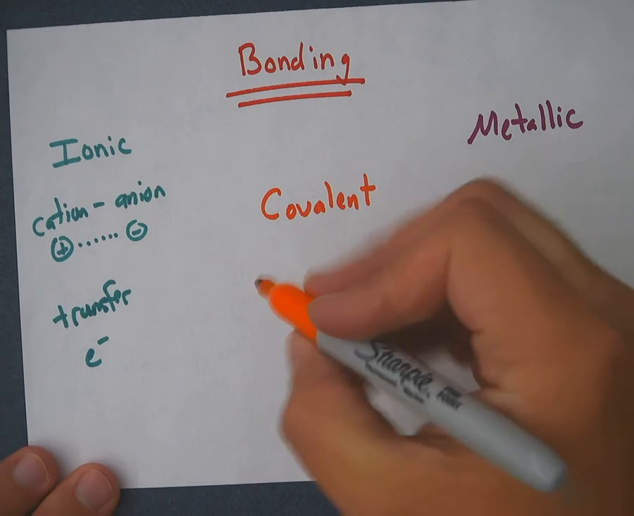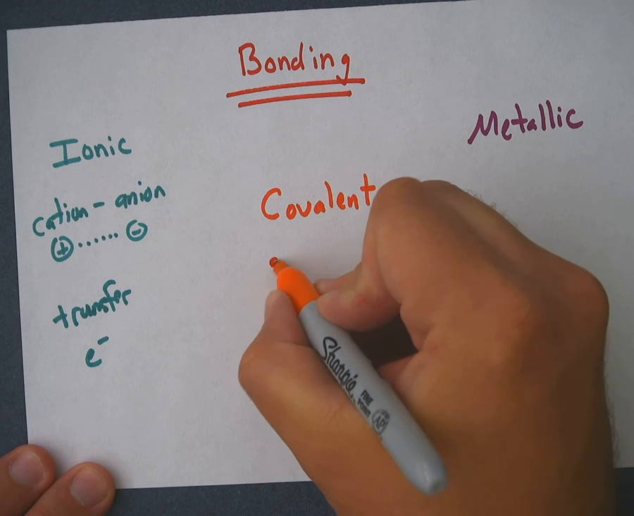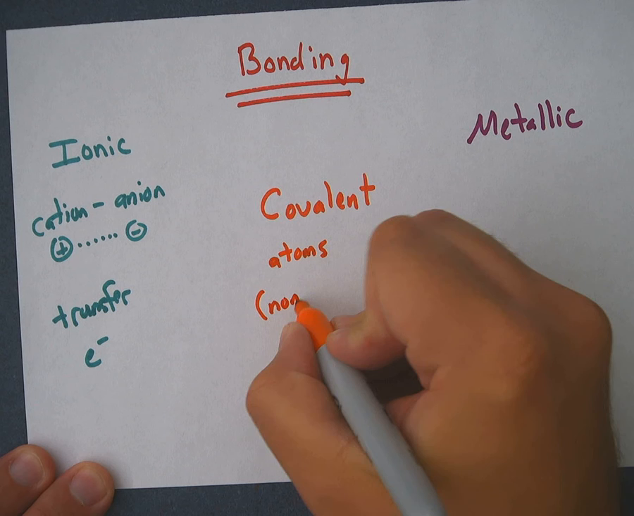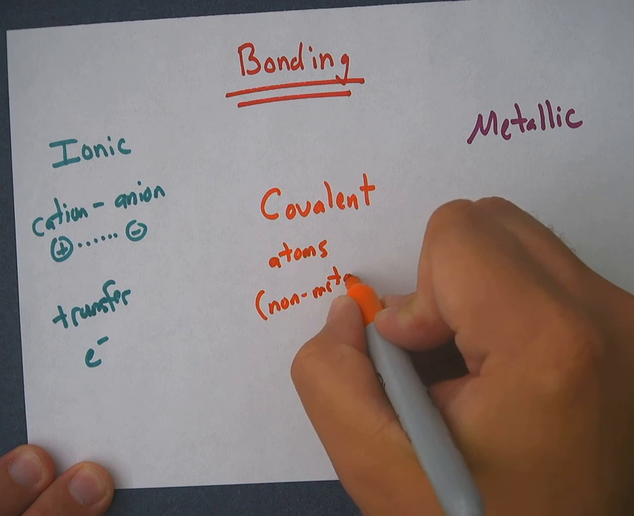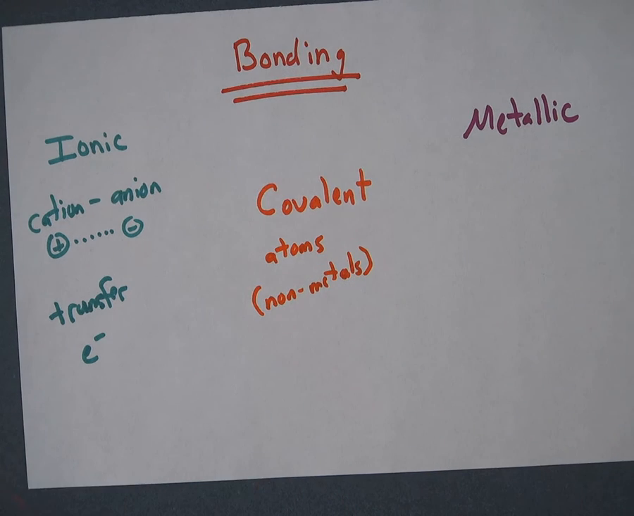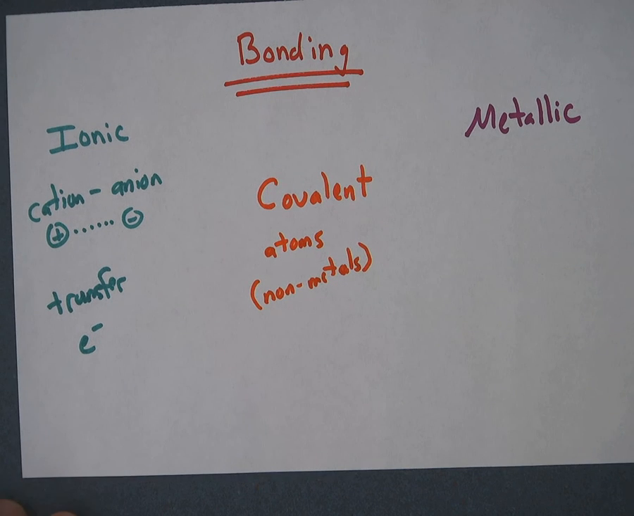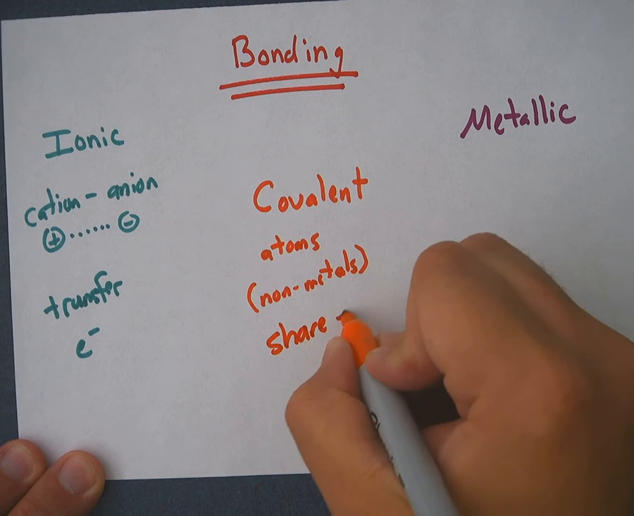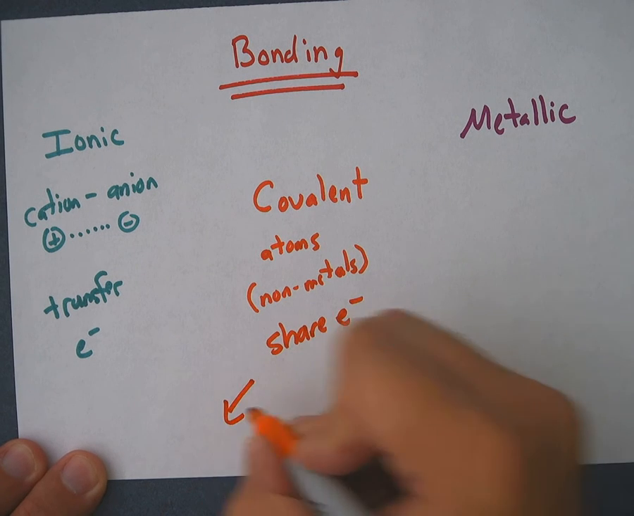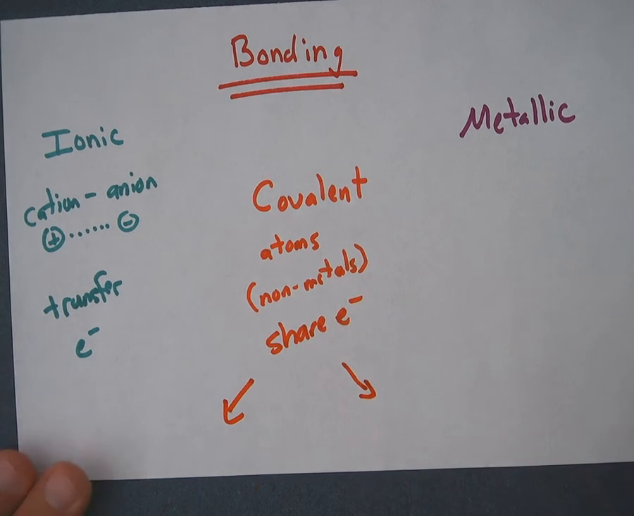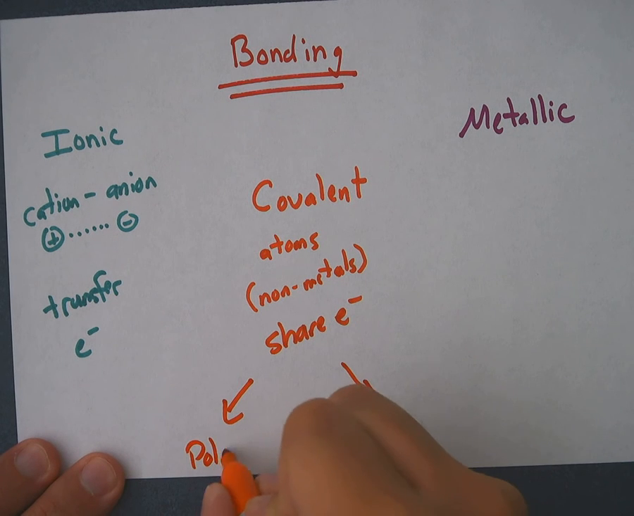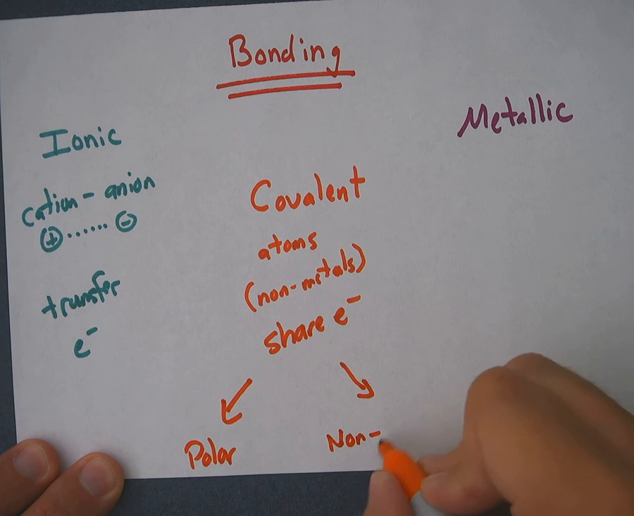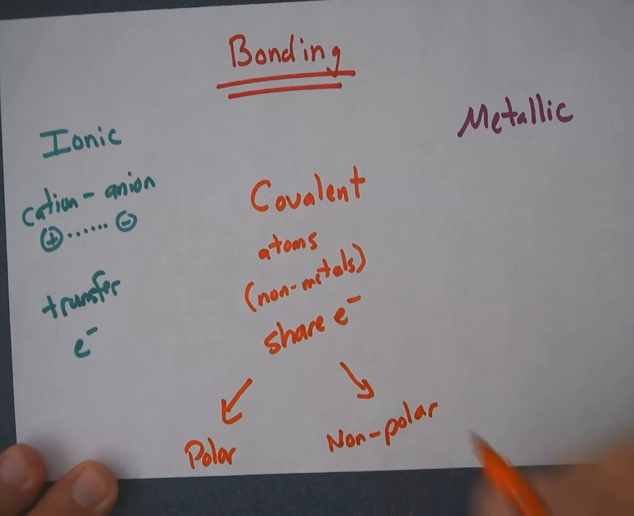Covalent bonds are made of not ions, but atoms, okay? And these atoms tend to be non-metal atoms. Metalloids sneak in there, of course, sometimes, with non-metal atoms. And in covalent bonds, they share electrons, okay? Now, in the next little sheet of paper, you'll see that covalent bonds are split into two subcategories. We have polar covalent and non-polar covalent bonds, okay?